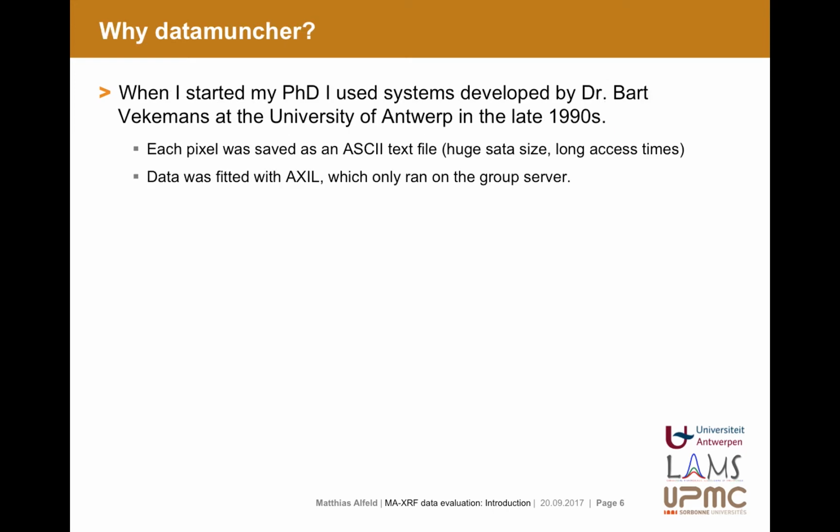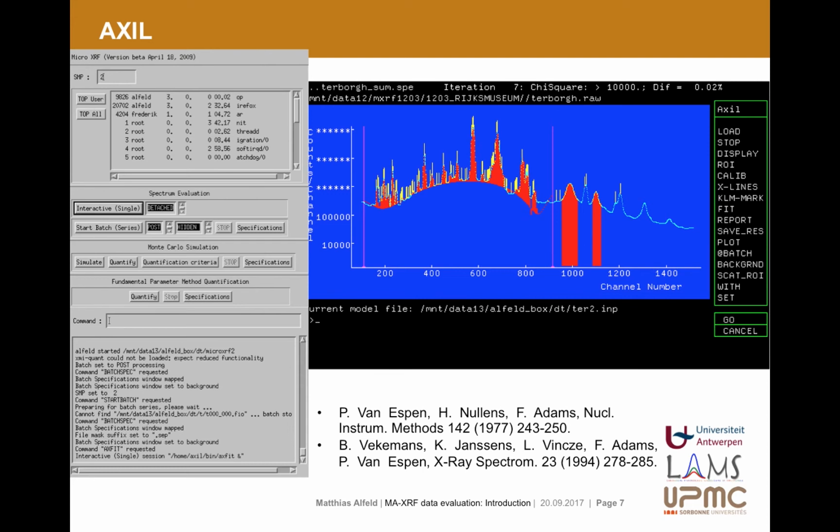Now, why is there a Data Muncher? When I started my PhD, I used systems developed by Dr. Bart Vekemans at the University of Antwerp in the late 1990s. There, each pixel was saved as a separate ASCII text file, which resulted in huge data size and long access times to these data. Also, the data was fitted with Axial, which ran only on the group server, and this meant that we needed to transport the data. Here you see Axial in all its glory, 16 colors, and the graphical user interface developed for it.